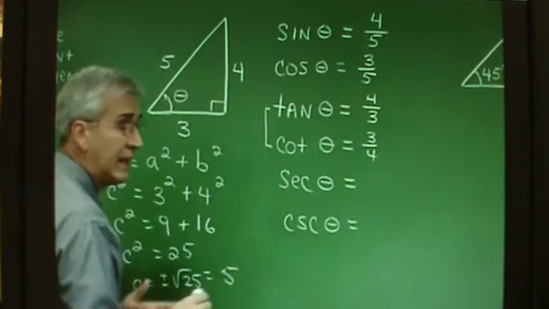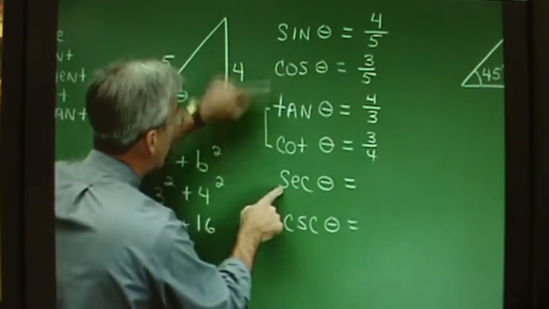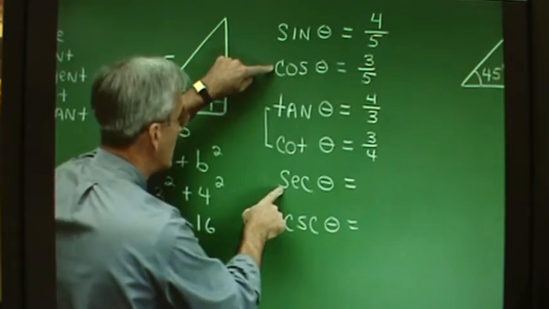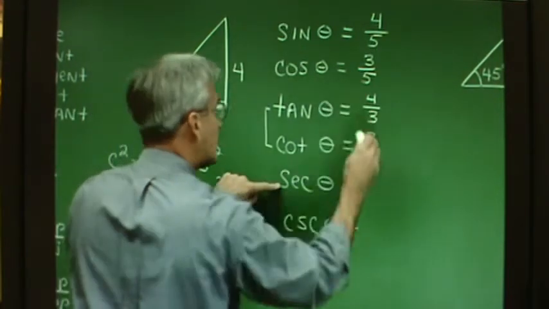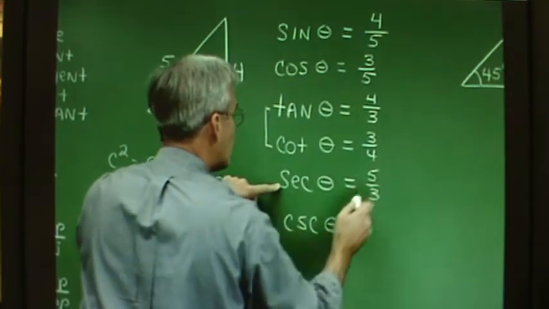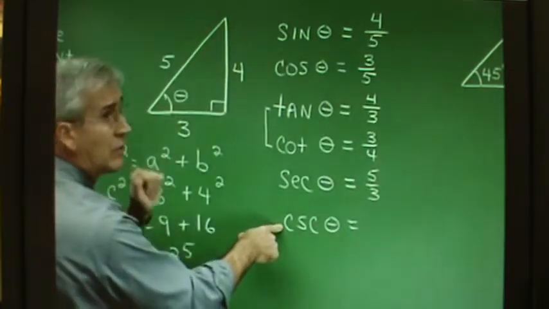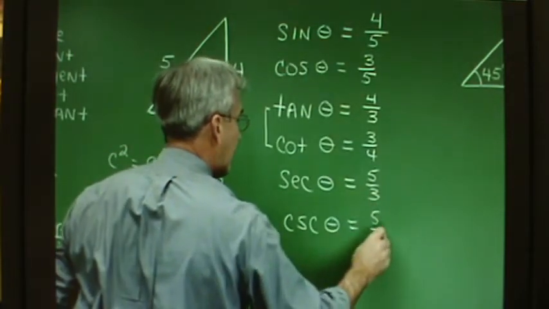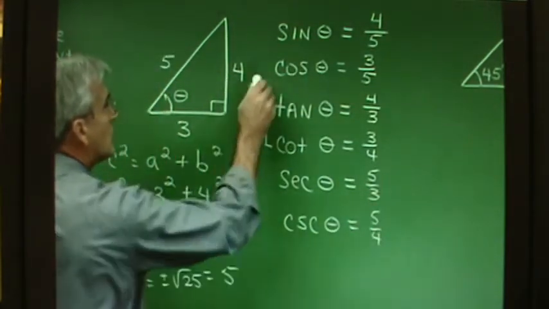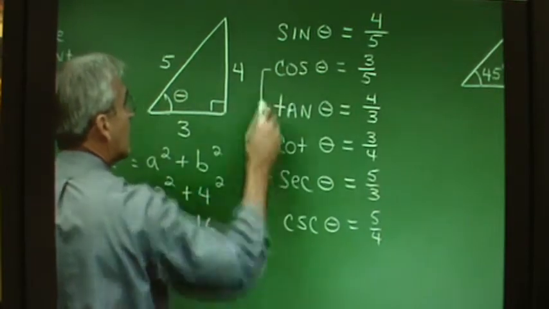3/4. And in a similar way, secant and cosine are reciprocals, so the secant of theta is going to be the reciprocal of 3/5 or 5/3. Cosecant and sine are reciprocals, so the reciprocal of 4/5, 5/4 for the cosecant of theta. So to complete the little diagram here, it's kind of like this.